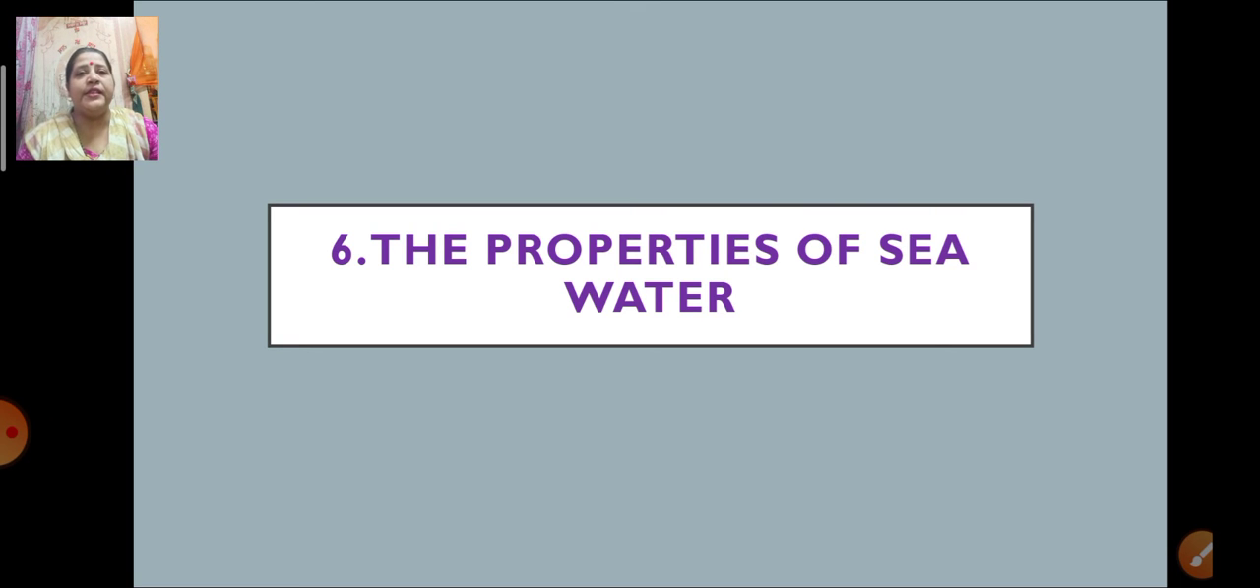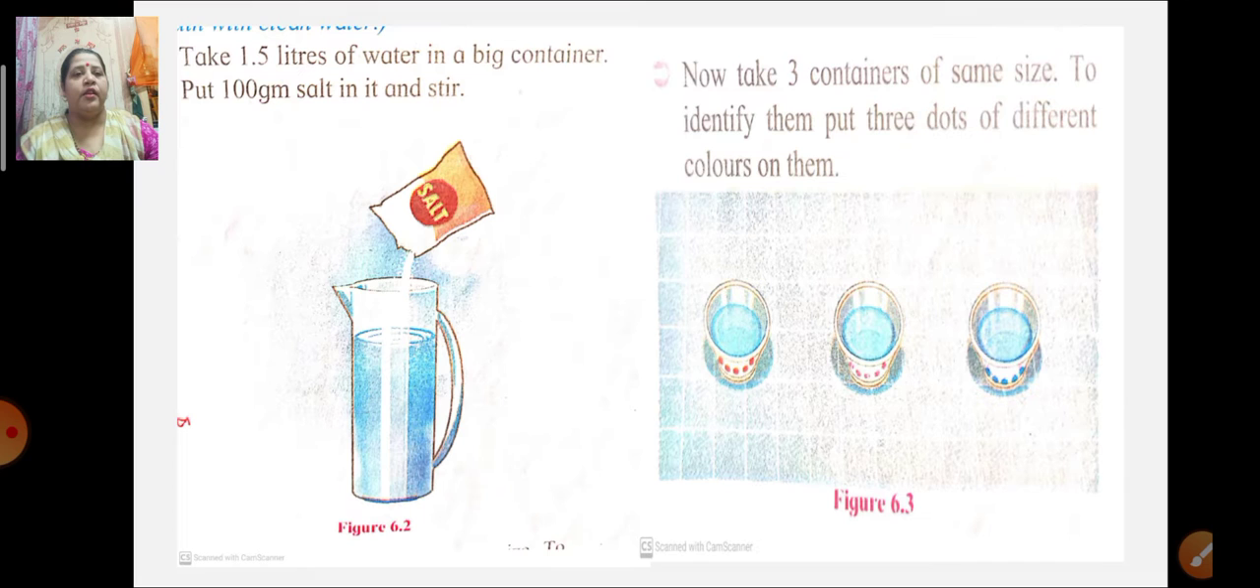In the previous session we learned about temperature and salinity, which are properties of seawater. Now let's continue with our lesson with an experiment. The experiment is going to show you the reason behind the high salinity or low salinity of the water in the seas and oceans. So let's see this experiment first.